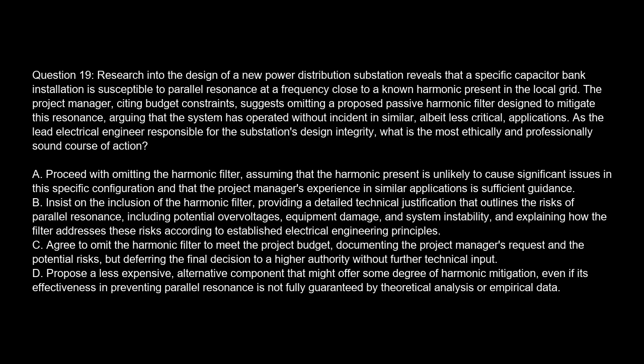Option C. Agree to omit the harmonic filter to meet the project budget, documenting the project manager's request and the potential risks, but deferring the final decision to a higher authority without further technical input. Option D. Propose a less expensive, alternative component that might offer some degree of harmonic mitigation, even if its effectiveness in preventing parallel resonance is not fully guaranteed by theoretical analysis or empirical data.